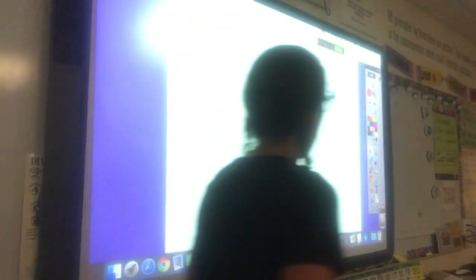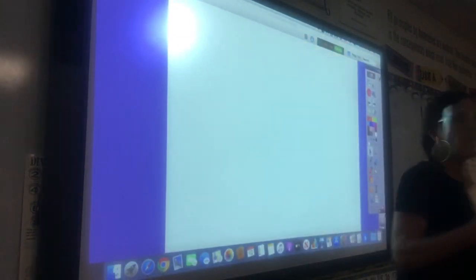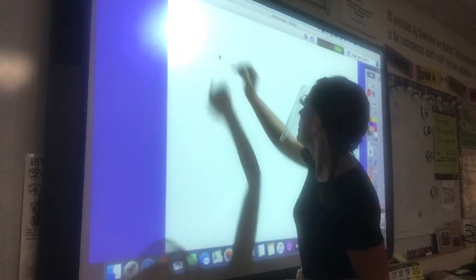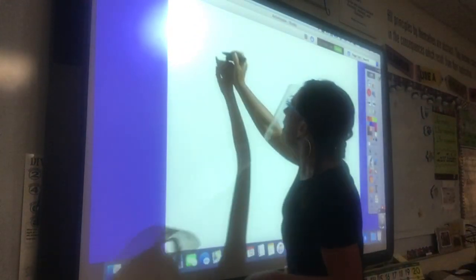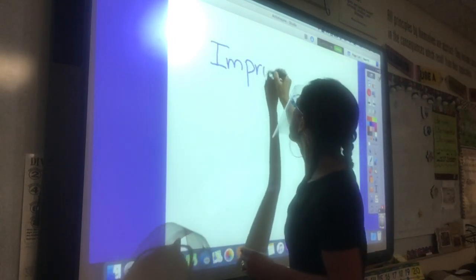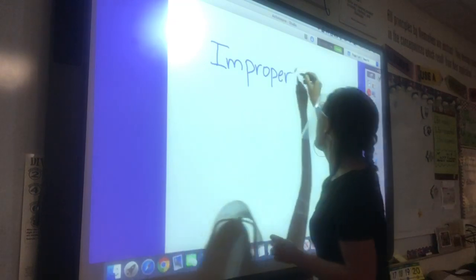Okay. All right, so at the top of your next empty page, write improper fractions. Okay, improper fractions.